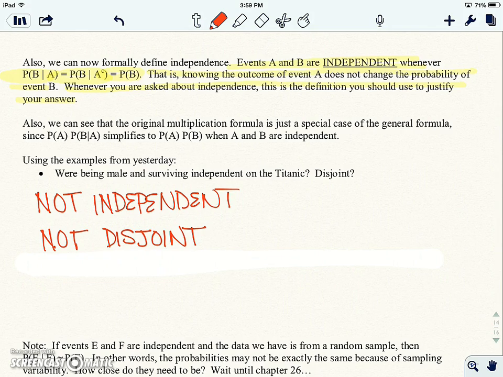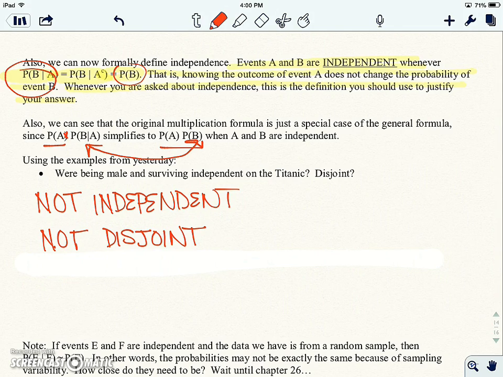Also, we can see that the original multiplication formula is just a special case of the general formula, since the probability of A times the probability of B given A simplifies to this when they are independent, right? Because we said the probability of B given A is the probability of B, so the same thing. If they're independent, the probability of B given A is going to just be the same as the probability of B. If this is getting confusing, don't worry, we'll just do lots of practice and it'll click.